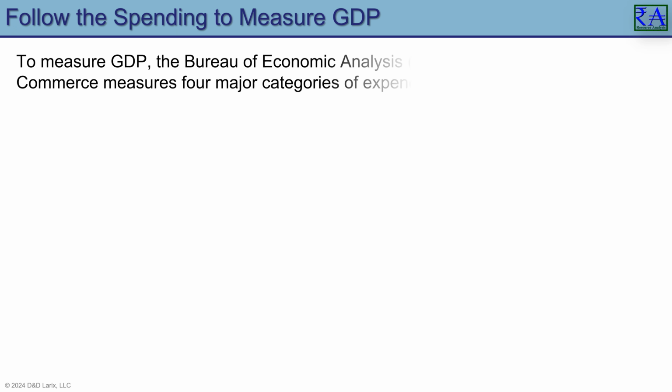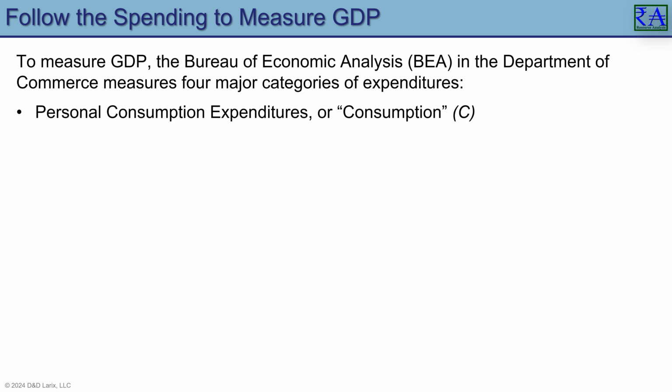The BEA divides its statistics on GDP into 4 major categories of expenditures. Economists use these categories for understanding why GDP fluctuates and to forecast future GDP. Personal consumption expenditures, or consumption, is spending by households on goods and services, not including spending on new houses.